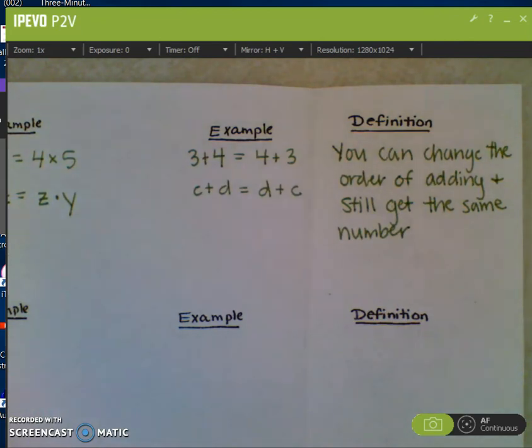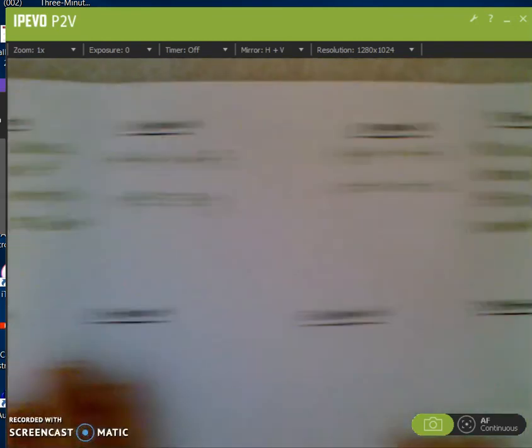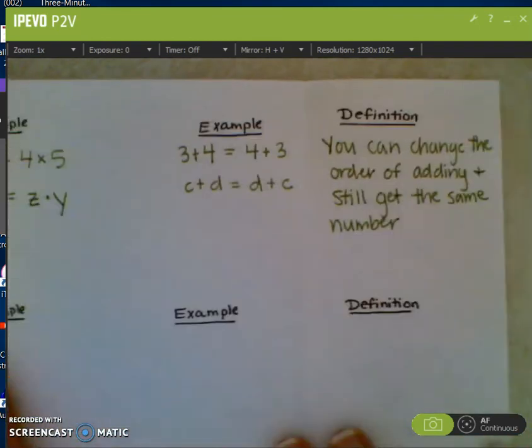And so I think about my daily commute and how I go back and forth, and I go in any order, and things are still the same. So that's how I remember the commutative property of multiplication and the commutative property of addition.